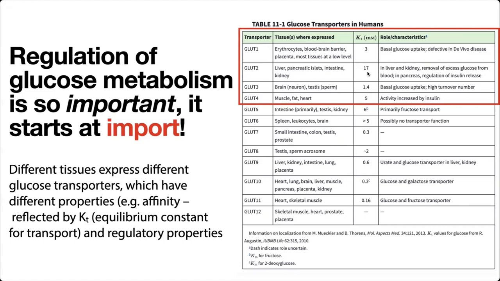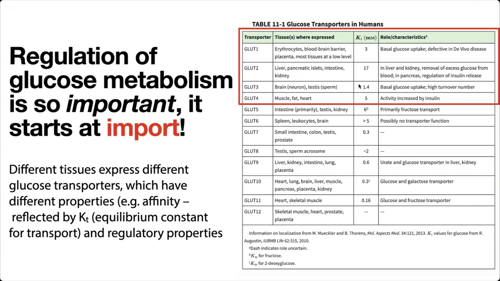This high KT indicates that it has a pretty low affinity, which means that it's not going to hog all of the glucose, and it means that it's going to be hard to saturate it, so that if there are high levels, it's going to keep taking in that glucose, while other tissues are kind of working at capacity.